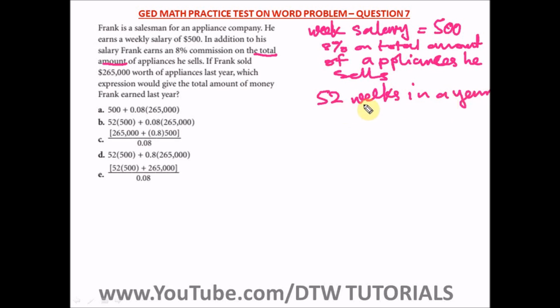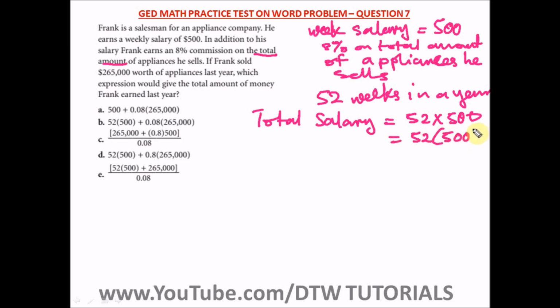So the total amount of his salary first, let us look at salary first. The total amount of his salary last year will be 52 times what? 500. Okay, so let's state that total salary is equal to what? 52 times 500. So you can just put this statement as is, 52 bracket 500, which means the same thing.